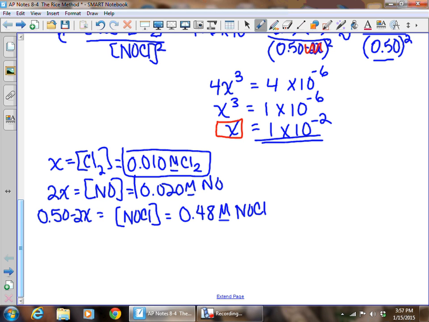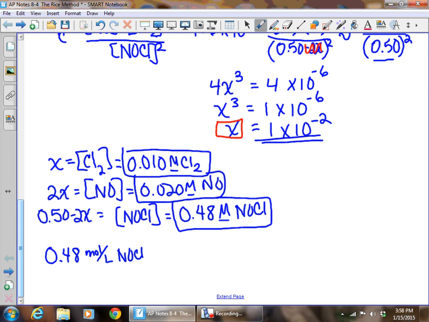It asked for this, so you would want to box them. But don't forget the last question. The last question said, what is the number of grams of NaCl remaining in the container at equilibrium? So if you've got 0.48 moles per liter of our NaCl, and remember it was a 2-liter flask, I'm going to multiply that by 2 liters because it was in a 2-liter flask.